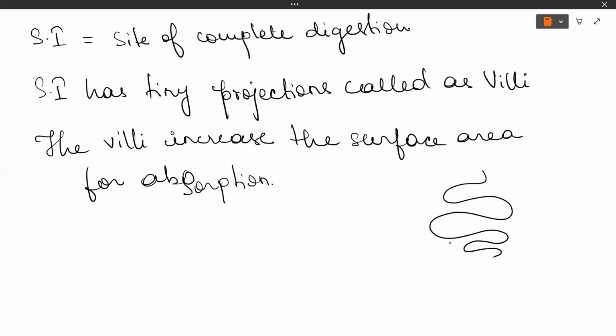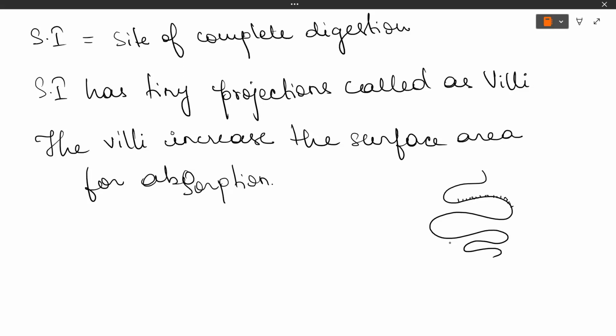Now, there is another adaptation. See all of these structures like the villi. The villi are present in the innermost area of the small intestine like this. Finger-like projections all throughout. These are there to increase the surface area for absorption. The more villi, the more area is provided for absorption, meaning more and more nutrients can be absorbed from the small intestine. Is it clear?